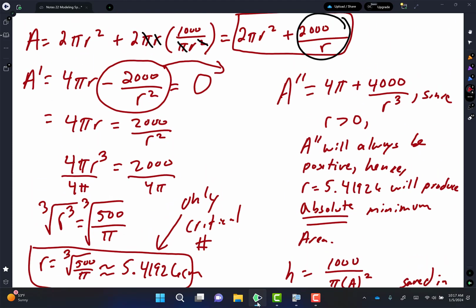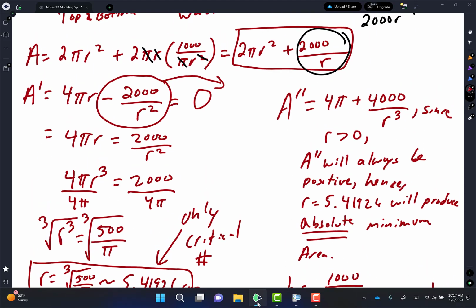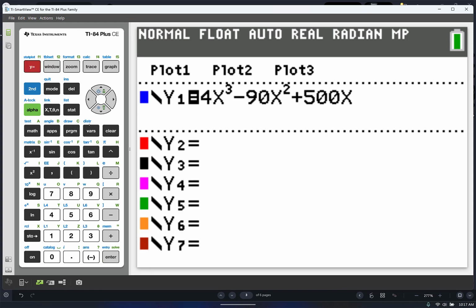I want to see it. I want to see this graph. This one. Let's see it. Let's see it. Y equals. Hook me up with the equation.